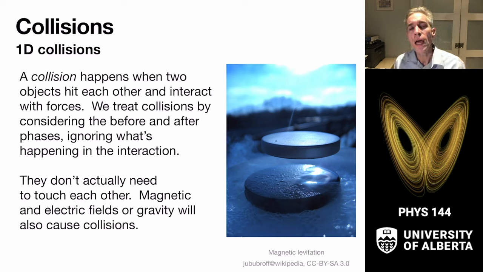It's worth noting that colliding objects don't actually need to touch each other. These particles can collide through things like fields: magnetic fields, electric fields, or gravitational fields. All of these can cause collisions, and that will be represented as a collision between particles, even if they don't physically touch. We just don't treat the details of the interaction, and that's a collision.